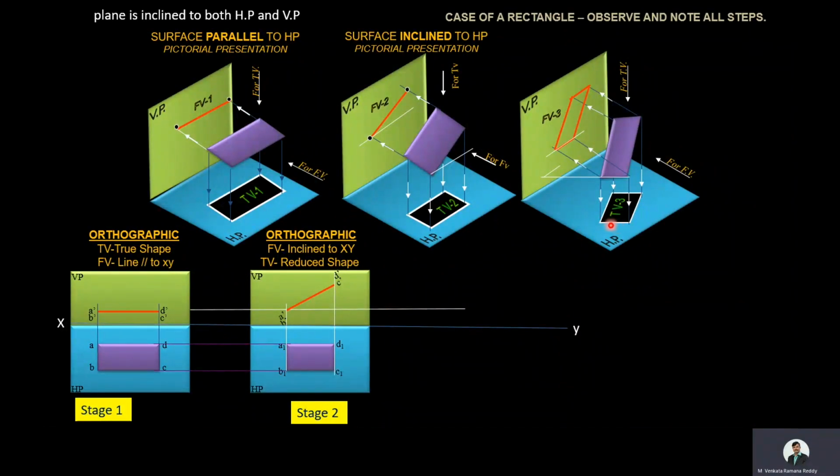Now we'll draw orthographic projections for this. Here we are rotating this horizontal plane 90 degrees clockwise direction so that this top view comes below the XY line, and we are not rotating the vertical plane. That's why we'll get front view above the XY line. And the shorter side is at a distance 20 mm above XY line.